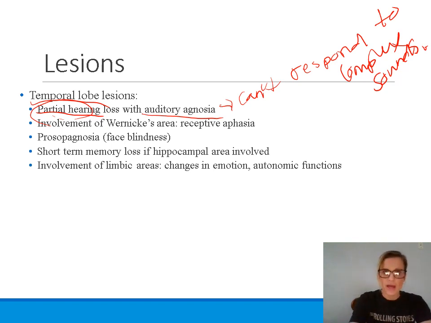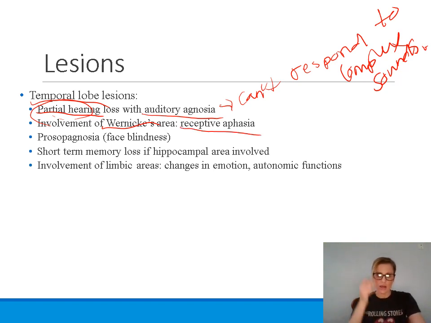If there's involvement of Wernicke's area, again, that would result in receptive aphasia. We mentioned that with the parietal lobe, but receptive aphasia, remember, is when you can't understand what's being spoken or you can't understand what's written.